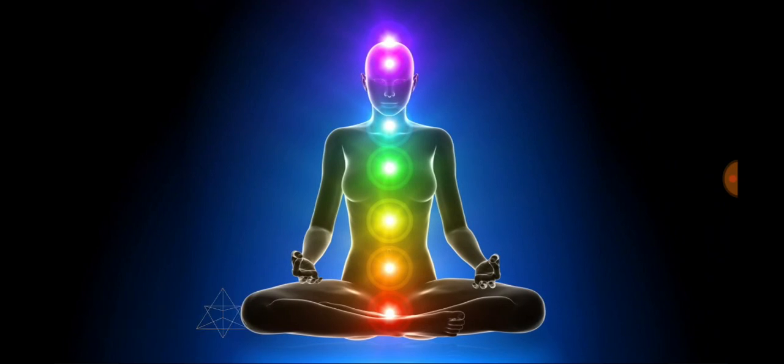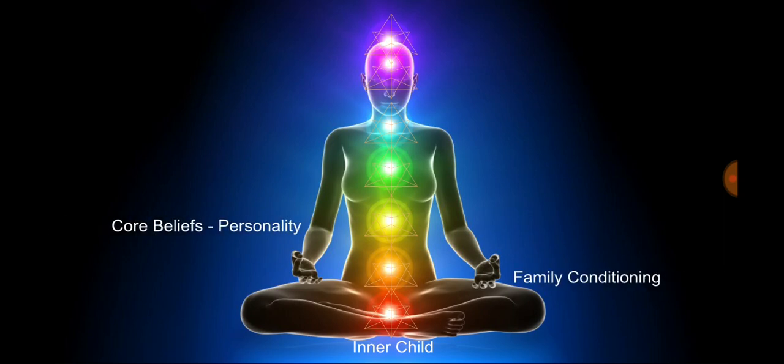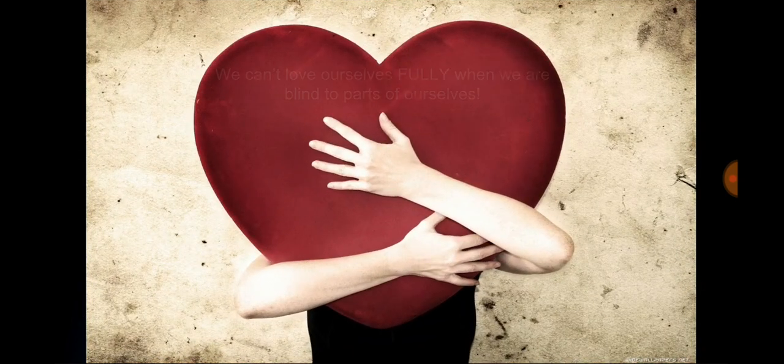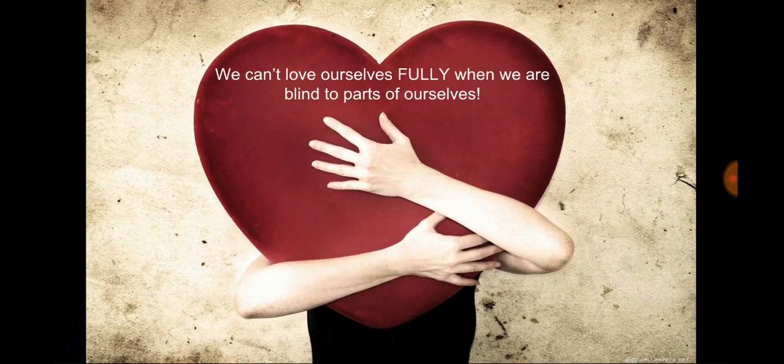So back to my little diagram. We have gone over the inner child, family conditioning, core beliefs and personality, and we need to clear that up. And now we need to look at lovability. So we can't love ourselves fully when we are blind to parts of ourselves. I think that's a beautiful statement that maybe you want to write down and remember. We can't love ourselves fully when we are blind to parts of ourselves.